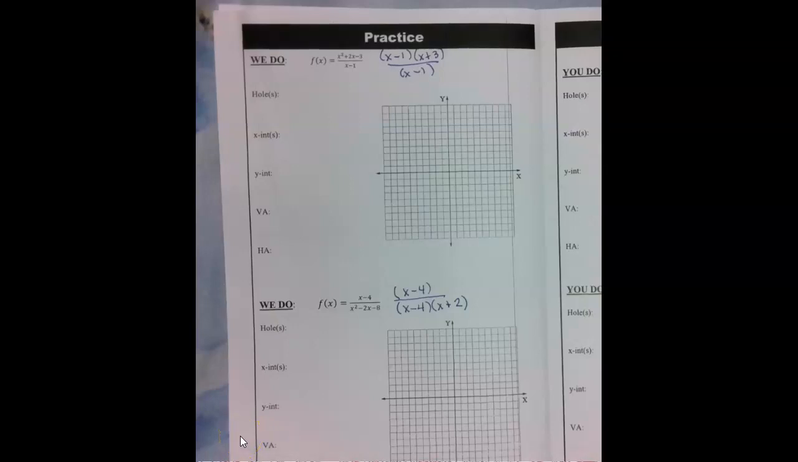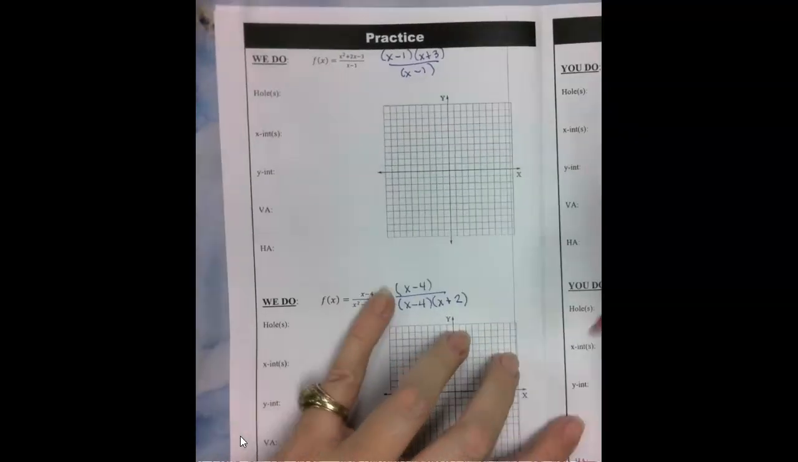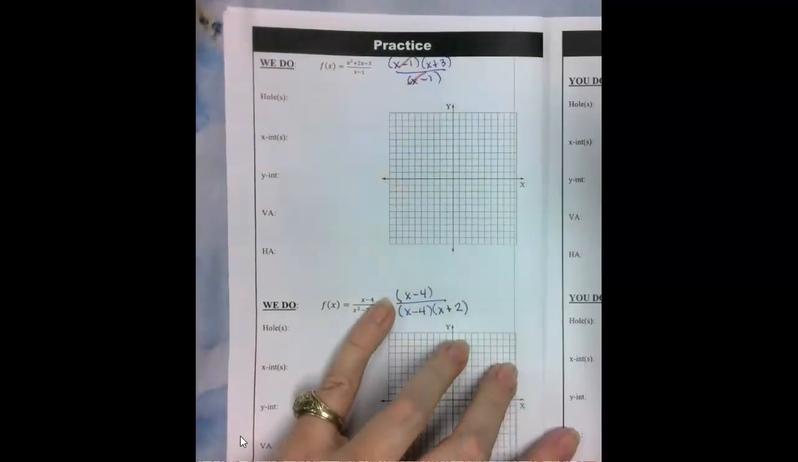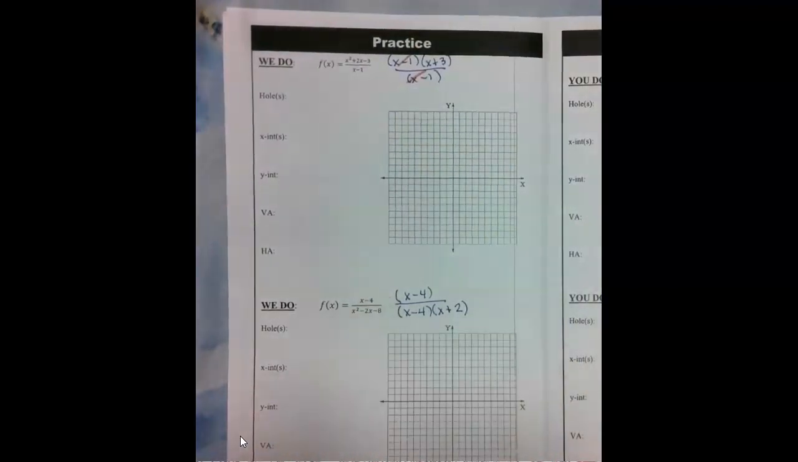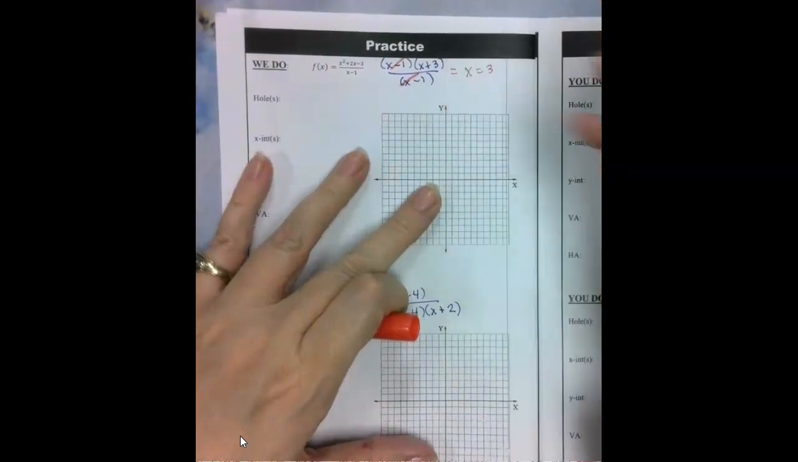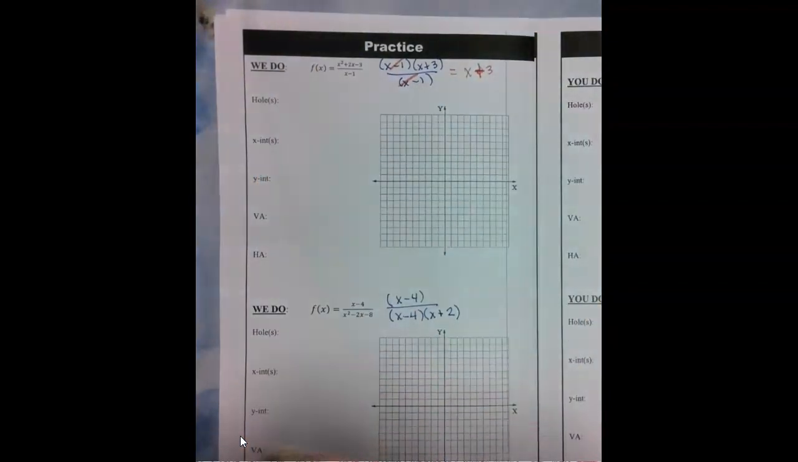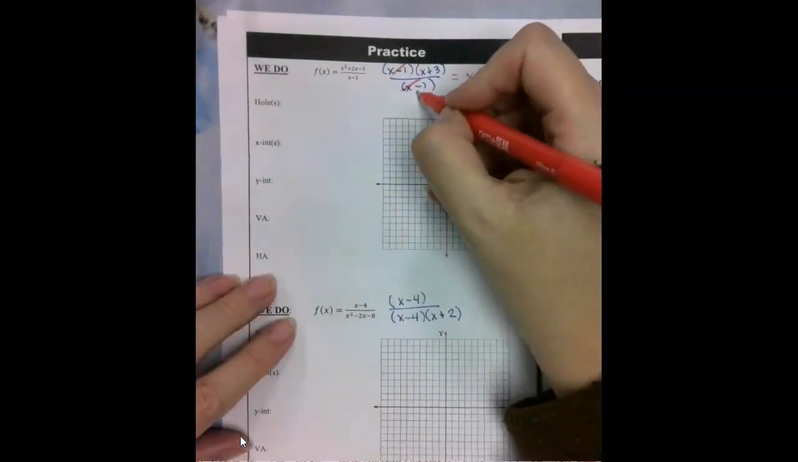Okay, we're going to do two examples from page 6 of our foldable, and I've already factored these, so pause the video and you can factor these really quick. And what we're going to do is look at what we cancel out. So here we're going to cancel these two. And this leaves x plus 3. So I know that my graph is going to look like the line x plus 3, and it's going to have a hole at 1.